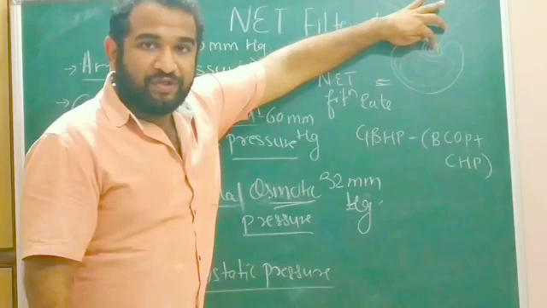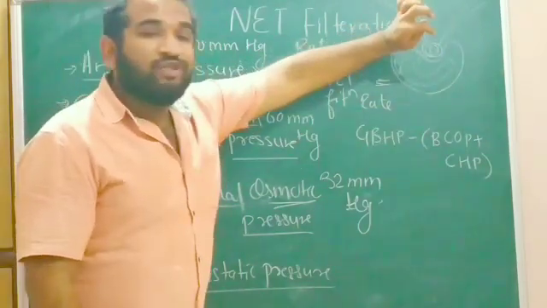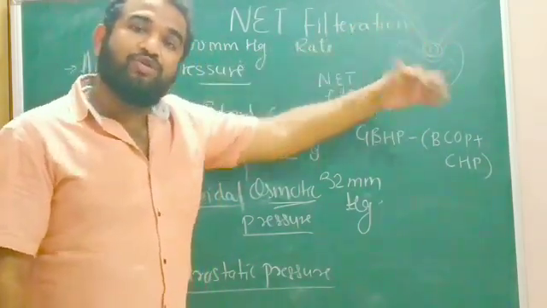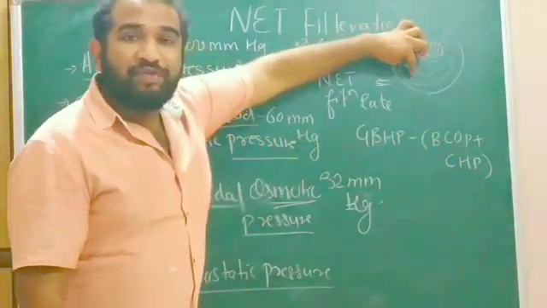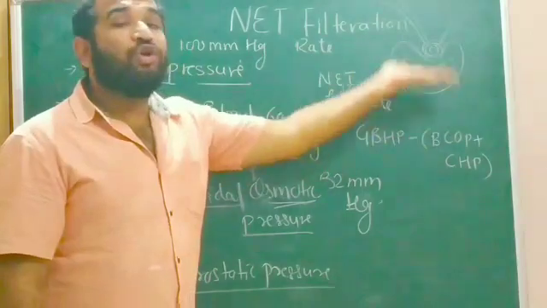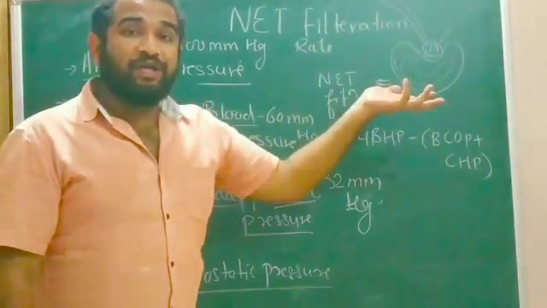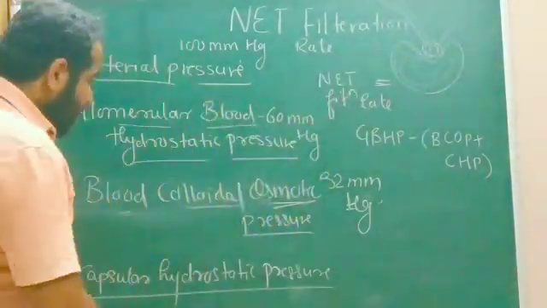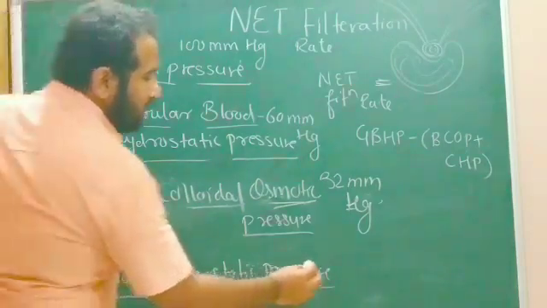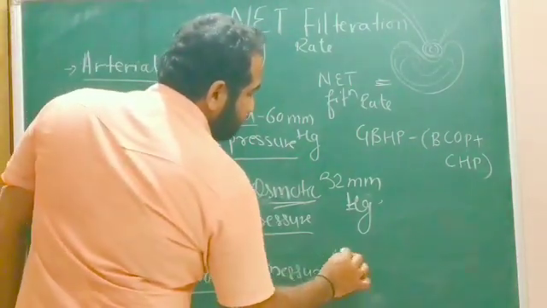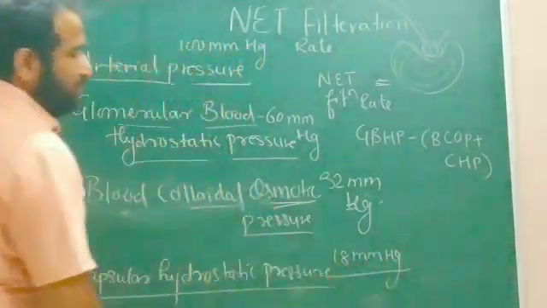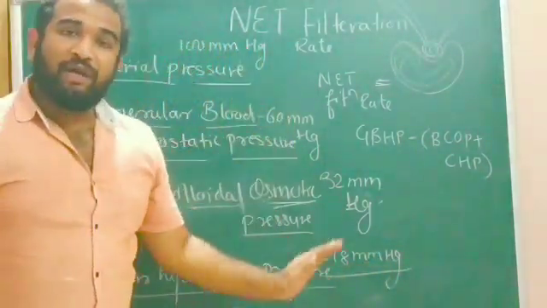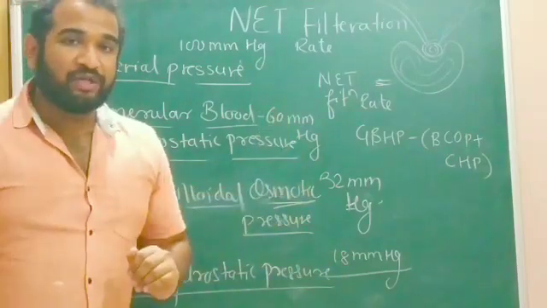Glomerular pressure is over here, which is 60 mm Hg. The proteins which are present in that blood are also exerting a pressure, which is 32 mm Hg. Then the filtrate which is present in the Bowman's capsule is also exerting a pressure, a negative pressure, called the capsular hydrostatic pressure, which is 18 mm Hg. Okay, so I hope we are clear about the different types of pressures that are working.